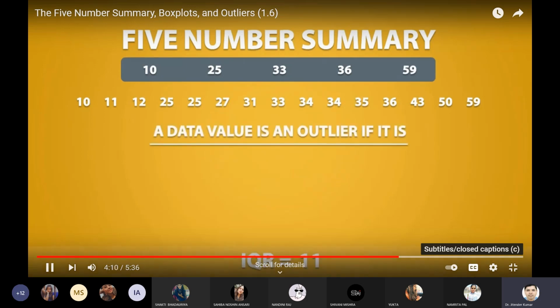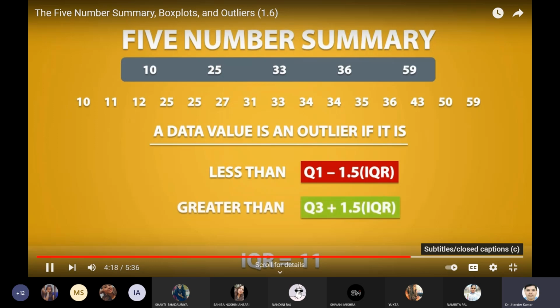Now we said that a data value is an outlier if it is less than Q1 minus 1.5 times the IQR, or if it is greater than Q3 plus 1.5 times the IQR. At this point, we can start substituting values. Q1 is 25, Q3 is 36, and the IQR is 11. And so we say that a data value is considered to be an outlier if it is less than 8.5 or if it is greater than 52.5.